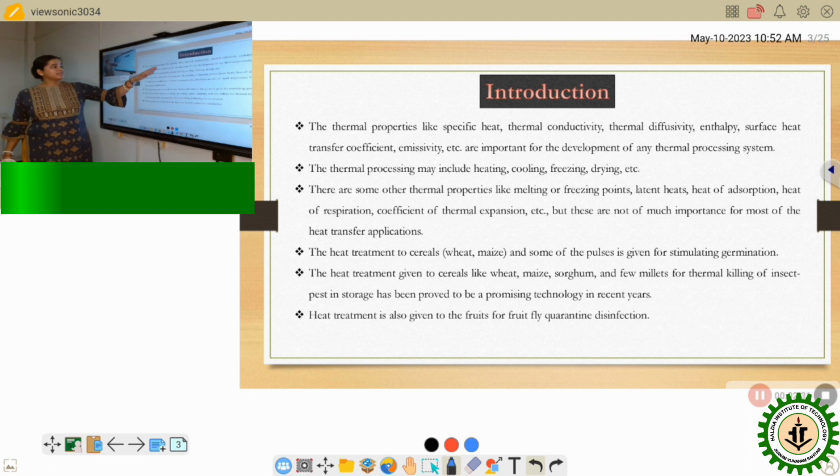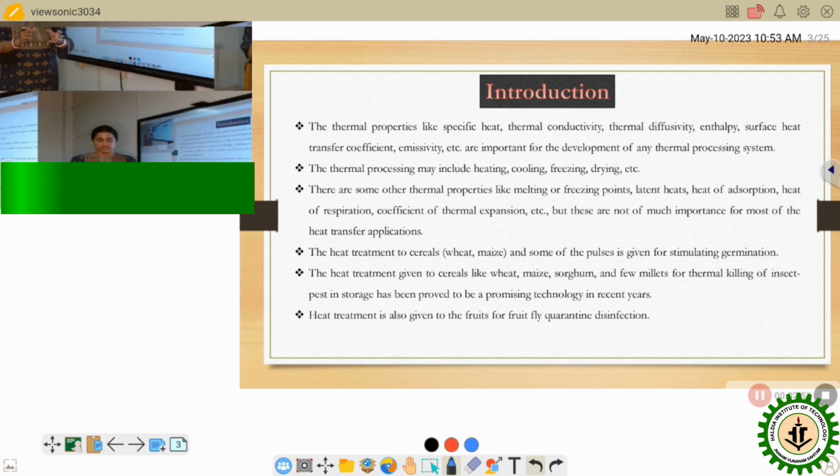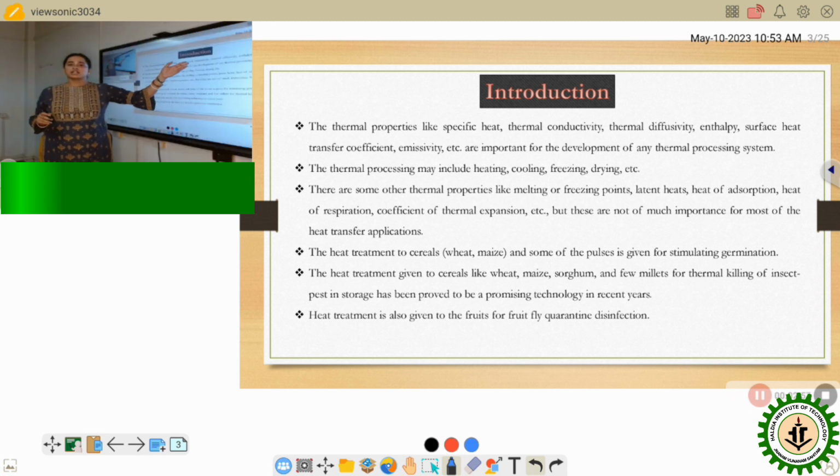Now in case of specific heat and enthalpy, if my food material has a lot of moisture within it, precisely if it is more than 8% moisture content, then I have to calculate specific heat and enthalpy for the bone dry material as well as the moisture content of the material. So that is why you can see how important these properties are for defining any food material or to process any food material. Then comes thermal conductivity.